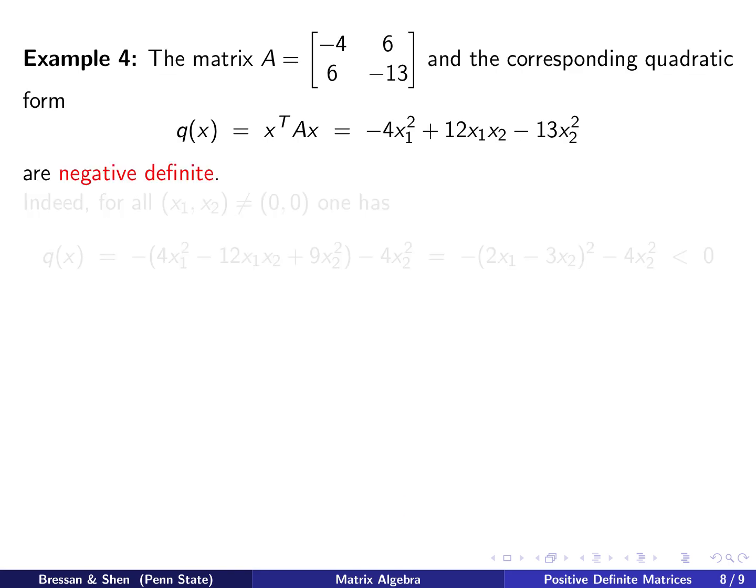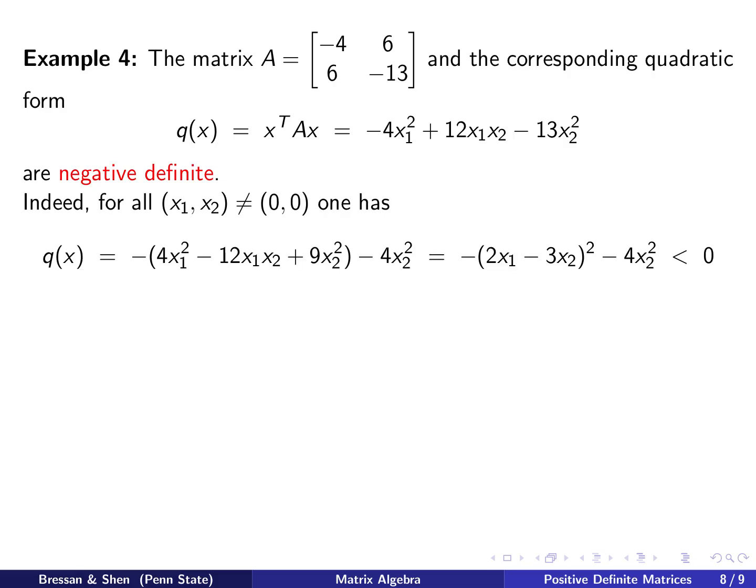Okay, so we can also get some examples where the quadratic form is negative definite. Let's look at matrix A like that. And the quadratic form would be this one: 4, negative 13, 6, 6 is 12. And now let's see, how can we show that?